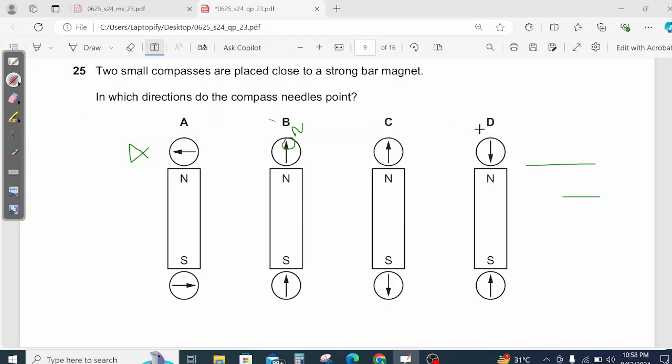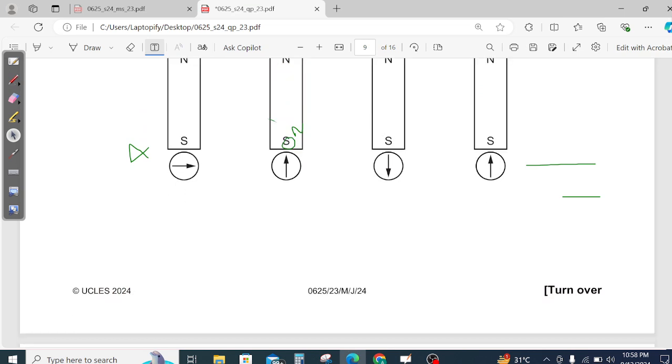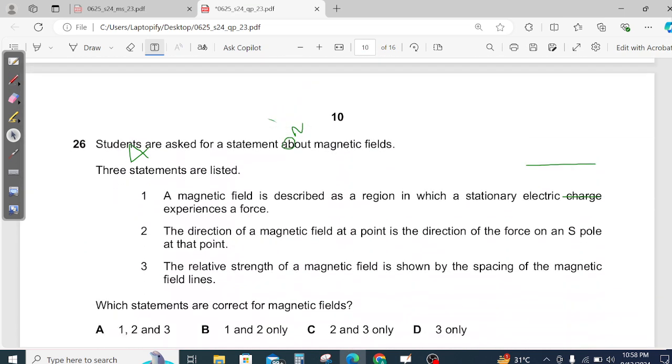So you look at the option, it has mentioned that your south pole will experience a force. No, it will not. Only the north pole of the compass needle will experience a force, that is, the north pole of the compass needle is repelled by the north of the magnet. That's why this is also incorrect. Both are incorrect. The relative strength of magnetic field is shown by the spacing of the magnetic field lines.